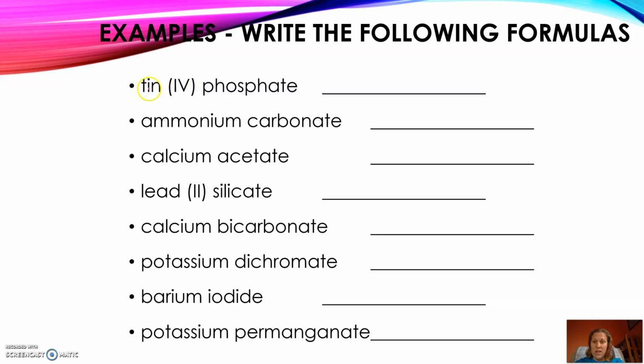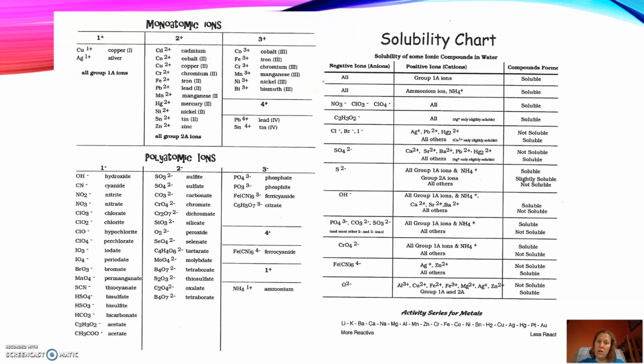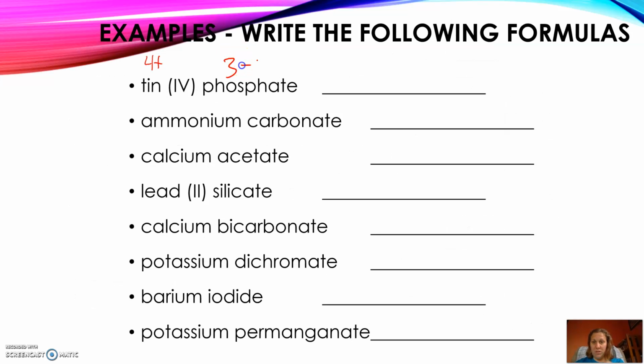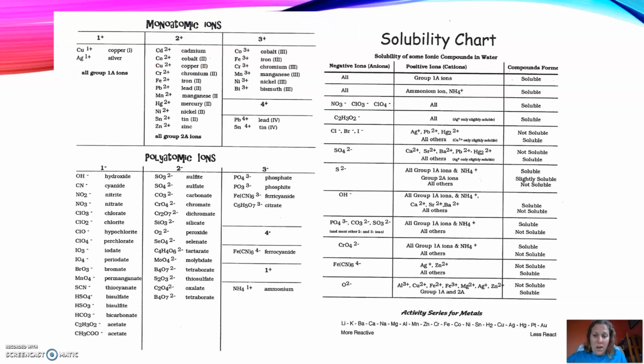The tin 4 phosphate. That 4 means tin is a 4+. And phosphate, again, you might have to look back at the chart, but phosphate is 3-. So what does that mean when you write the formula? They are not the same charge. So that means when I write the formula, this guy needs parentheses around him. And you keep it the same. You don't ever change those subscripts. You just add parentheses and put them on the outside.